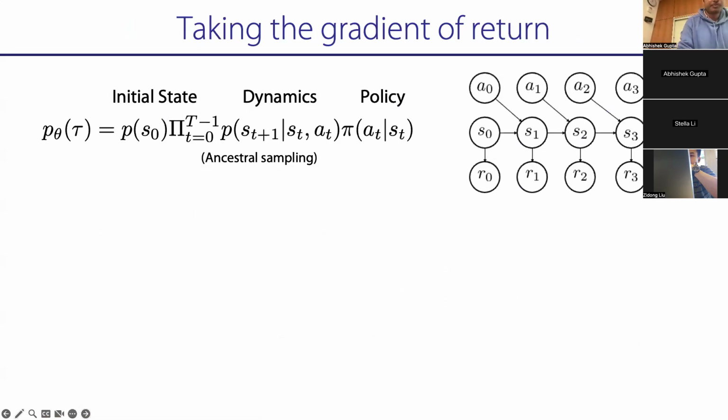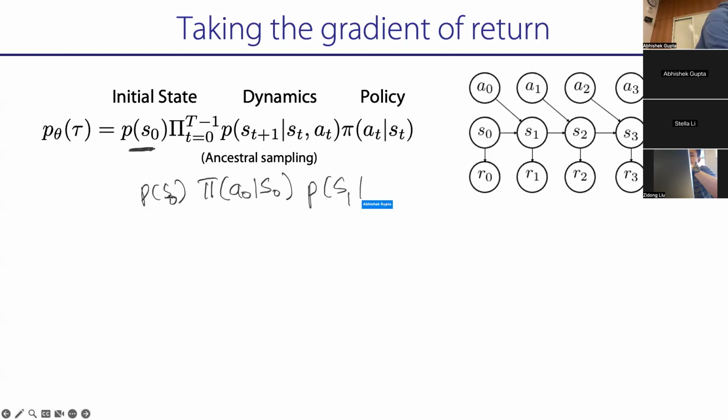So the first thing we're going to do is expand out p theta tau. Tau is a trajectory, and a trajectory is a sequence of states, actions, states, actions. And p theta tau is the likelihood that a trajectory occurs under your dynamics and under your policy, which means it's the likelihood of your first state, P of S naught, times the likelihood that the policy took action A naught at S naught, times the likelihood that you actually transition to S1 given S naught and A naught, times pi of A1 given S1, P of S2 given S1, A1, and so on.